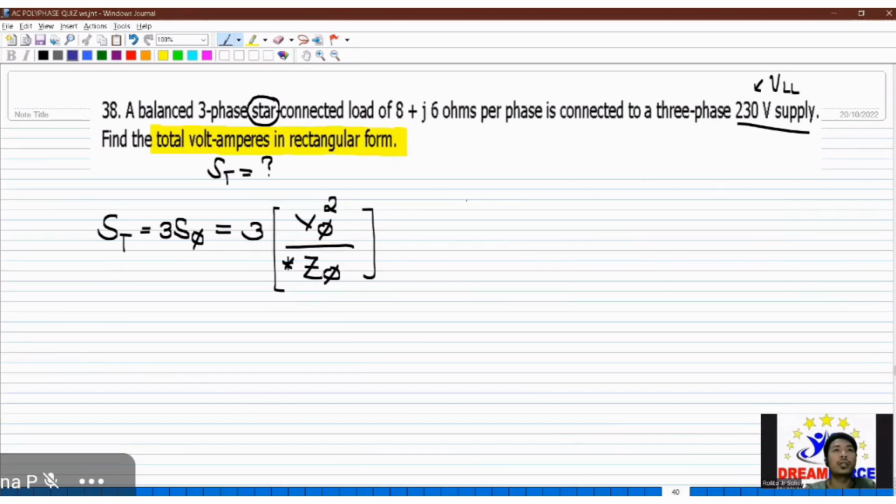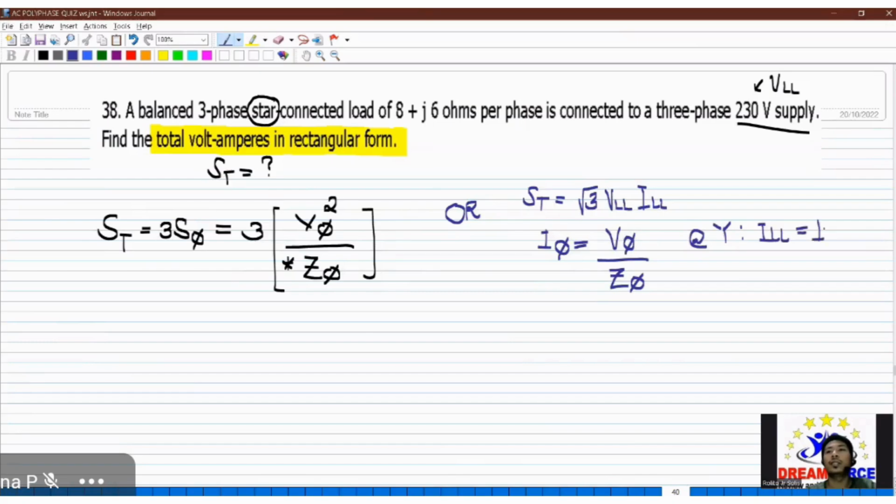Okay, sige. Bigyan na lang natin ng option. So or pwede rin S total is square root of 3 line to line voltage, line to line current. Hanapin mo muna si I per phase, yan ay V per phase divided by Z per phase. Okay, so since Y po yan, meaning yung line to line current, the same sa per phase, while yung line to line voltage is square root of 3 per phase. Okay, so ito kasi diretso na. So we have your equivalent to, so solve natin.